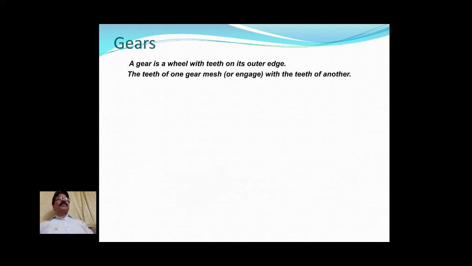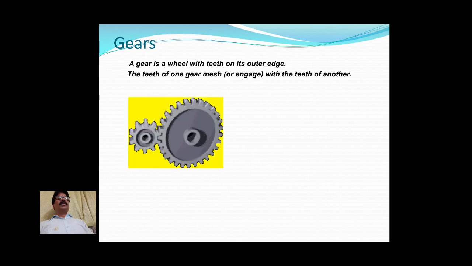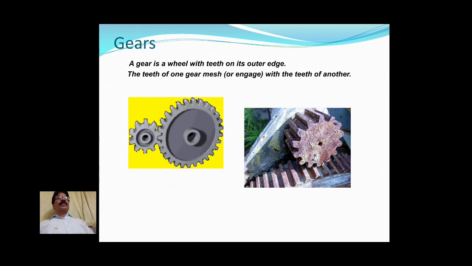Now the definition, what is meant by gear? Gear is a wheel with teeth on its outer edge. The teeth of one gear mesh or engage with the teeth of another, as we can see over here. So one is a follower, another is a driver. Their teeth are engaged or meshed together like this. These are gear examples.